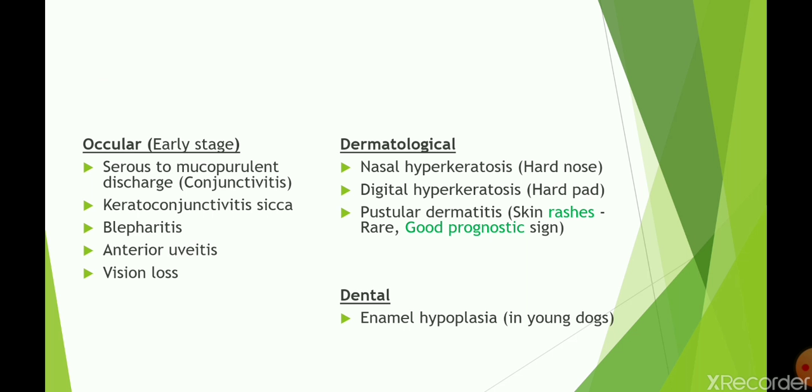Then going to the skin lesions. There will be nasal hyperkeratosis and digital hyperkeratosis, and both of these are called hard nose and hard pad respectively. So sometimes we refer to canine distemper as hard pad disease. But actually only 40 percent, or less than 50 percent, of the cases will show these hard pad signs.